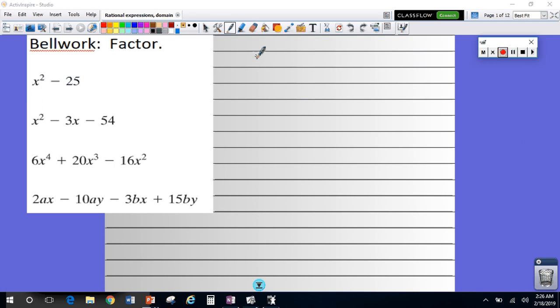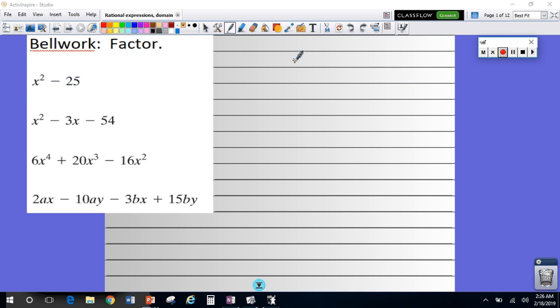Yeah, good morning students. Today we will talk about rational equations and finding its domain. Before going to the topic, let me talk about finding the factors for the given polynomial.